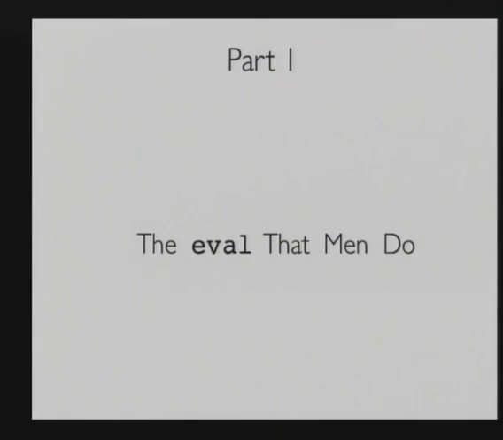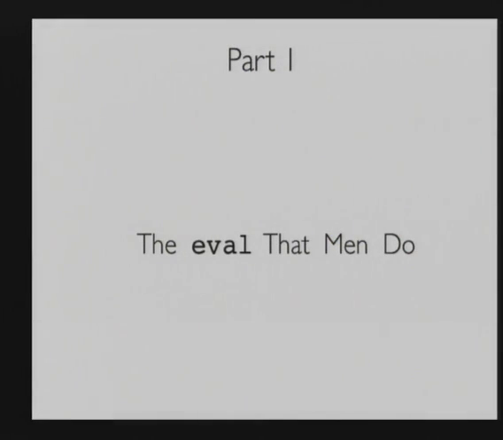So this is about JavaScript, and the first part of the talk is something we call the eval that men do. And it is an analysis of how one particular feature of the JavaScript language, the eval function, is used in practice in real-world software. So if you don't know JavaScript, JavaScript is a fairly widely used language, and it is an object-oriented language that has this one particular built-in function called eval, which takes a string of text and turns it into executable code and executes it.